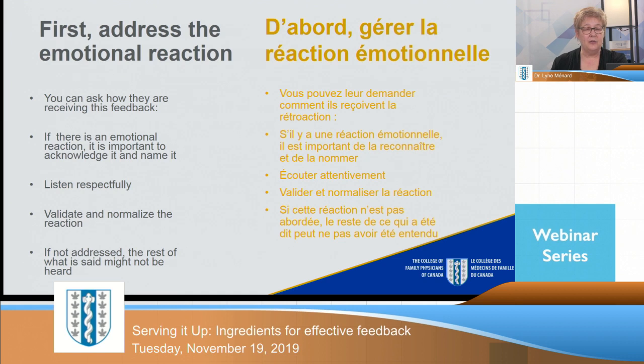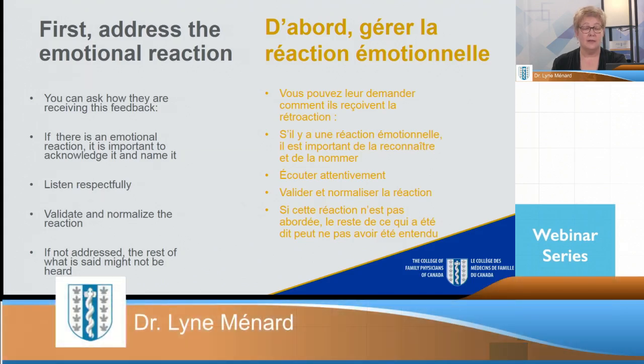The first thing, if you sense that your feedback has triggered an emotional response, is to name what you observe and address it. If you're not sure how it is received, you can ask. It's important to listen respectfully and acknowledge that reaction. Here are some examples of statements that you can make to acknowledge and validate the emotional reaction.